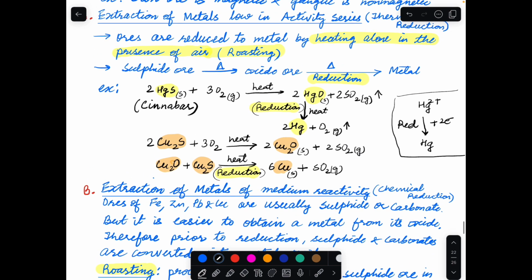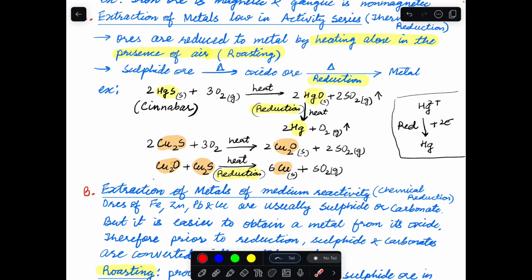Similarly, we can show this in the case of sulfide of copper. When we heat it with oxygen, we will get oxide. And then this oxide reacts with the sulfide which we have originally to give you copper metal. So again, the second step is the reduction process.